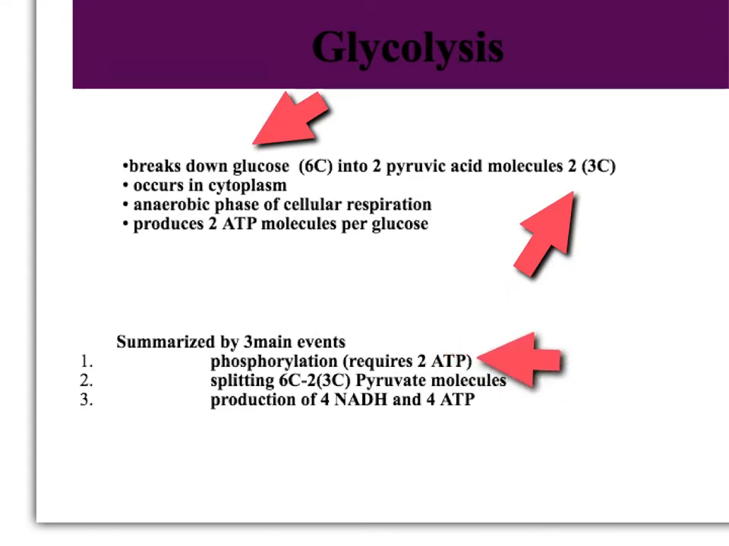After the phosphorylation of glucose, that's split into 2 3-carbon pyruvate molecules. Along with the 2 pyruvate molecules that are formed, this process also produces 4 NADH molecules, in addition to 4 ATP. The NADH molecules are reduced in that fact and will be used later in the electron transport chain.